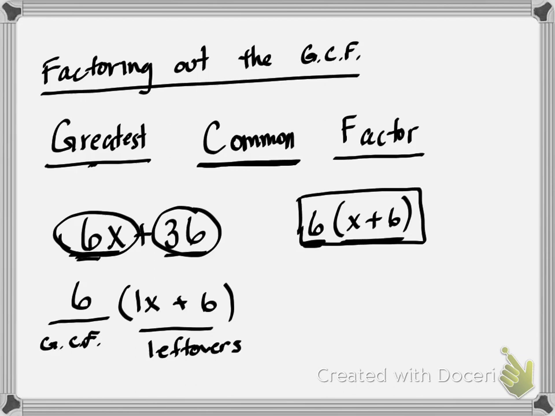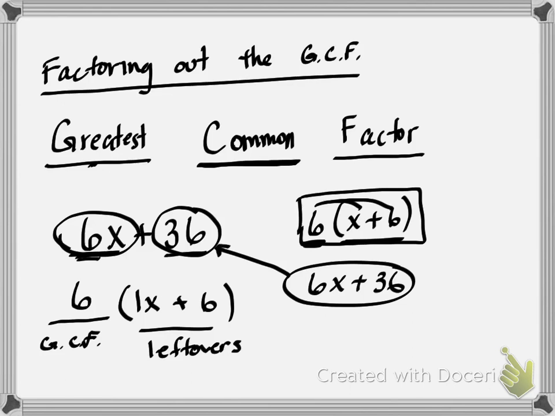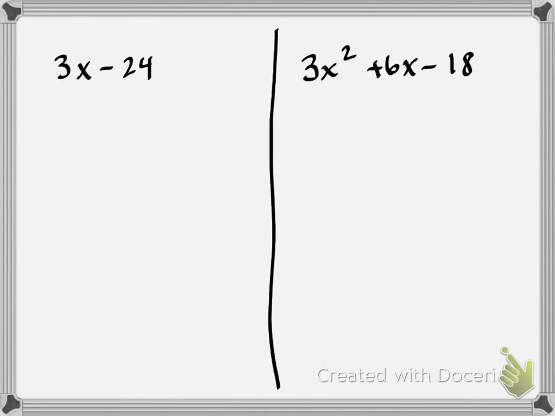Now, something to keep in mind is if I distribute this 6 back through, I will get 6x plus 36, which is exactly where I started this problem. That should always happen. If you distribute your GCF back through the parentheses, you should get back to where you started. A good way to check your answer if you ever get to that point.